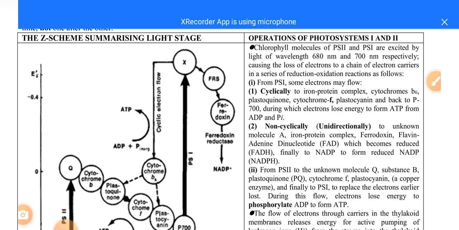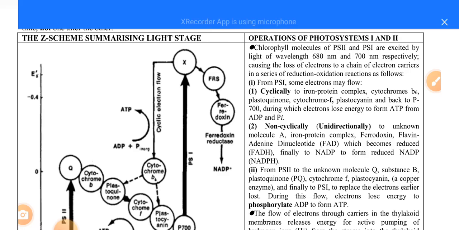Now let us look at the operation of photosystem 1 and 2. We are saying that the chlorophyll molecules of photosystem 2 and photosystem 1 are excited by light of wavelength 680 nanometers and 700 nanometers respectively, causing the loss of electrons to a chain of electron carriers in a series of reduction-oxidation reactions as follows. I have already talked about the reduction-oxidation reactions.